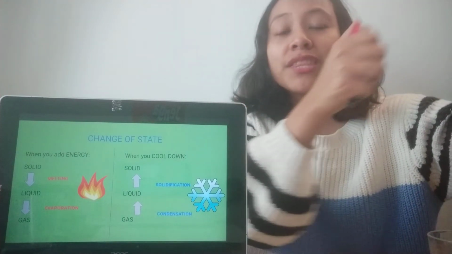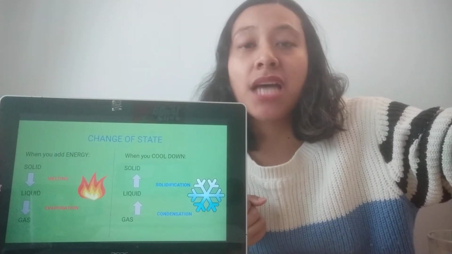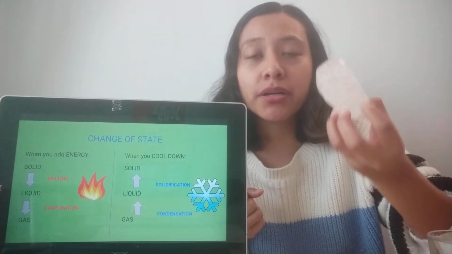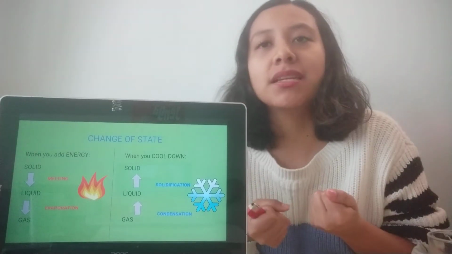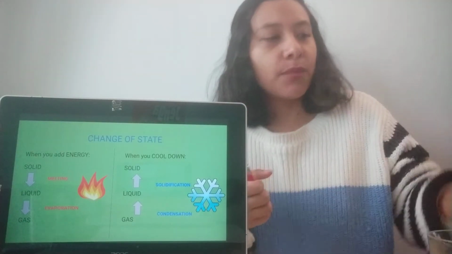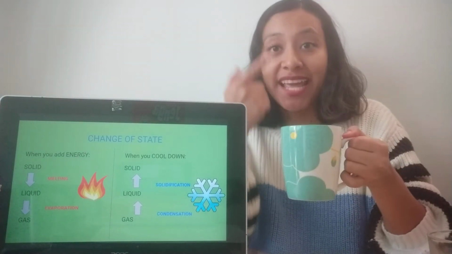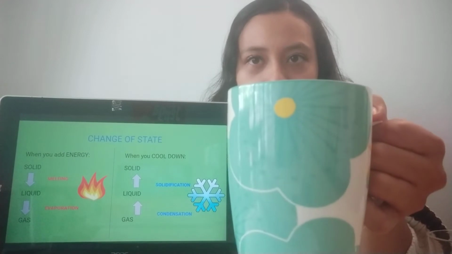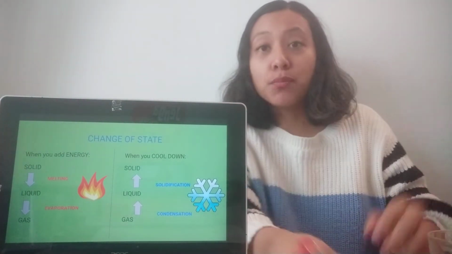See? So that process is called melting. When a solid, water ice, becomes liquid, it's called melting, all right? And for example, if you have water in the liquid and you want to turn it into a gas, I don't think you can see right here, you add more energy.